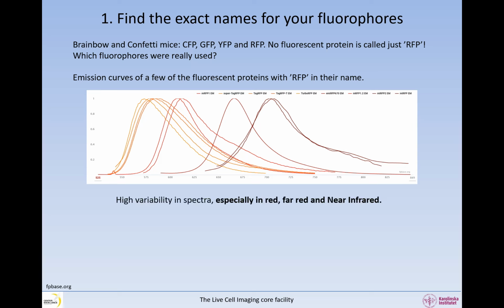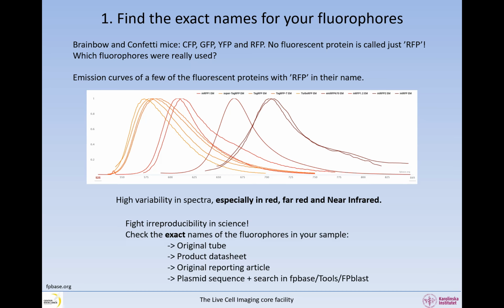And this variability is especially true in the red, far red, and near infrared range of fluorophores, because this is where most of the development is happening. Fight irreproducibility in science. Check the exact names of the fluorophores in your sample. And you can do this by looking at the original tube, if you have bought a plasmid or you have bought a dye, for example. You can look at the product data sheet that you can usually download from the website of the vendor.